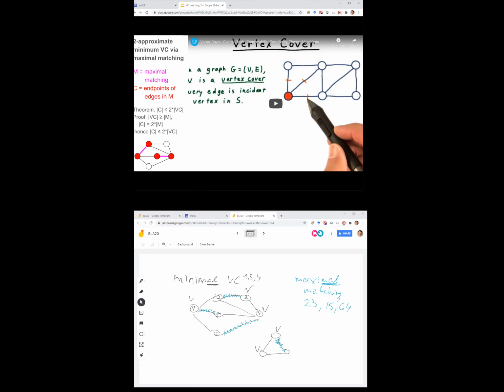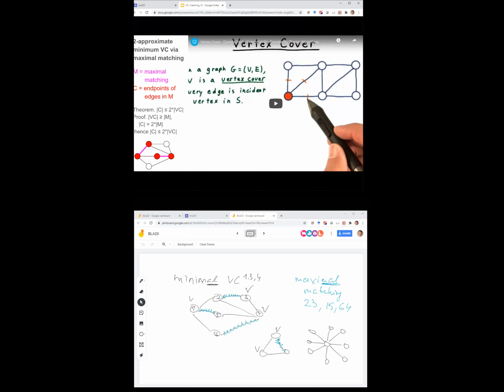In particular, I'm now starting to draw on the Jamboard. I will use the black color for the graphs. I want to draw a graph like this. Such graphs are called stars, well, because they look like stars. And I want to ask you, what is the minimum vertex cover in such a graph? What is the size of the minimum vertex cover? How many vertices do you need in order to cover all edges of a star? Maybe you can give the answer in the chat or otherwise.